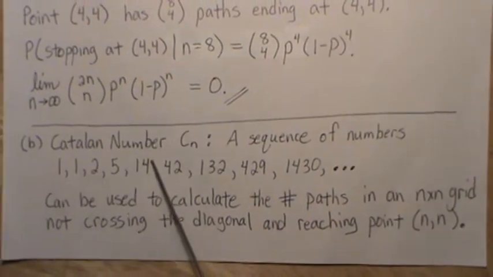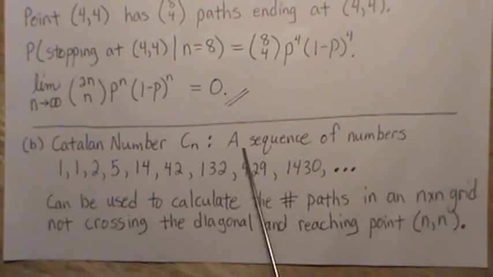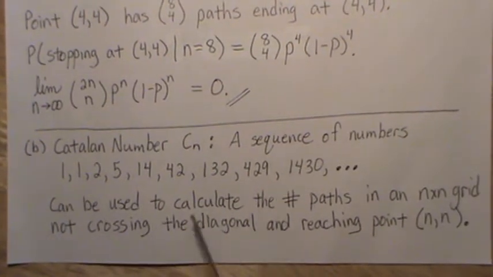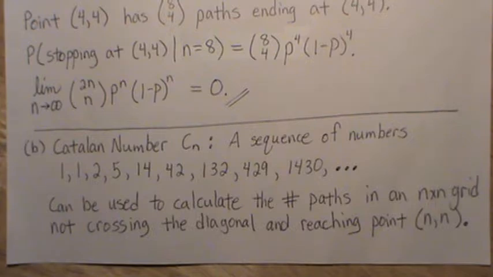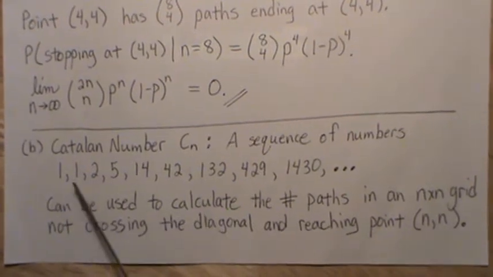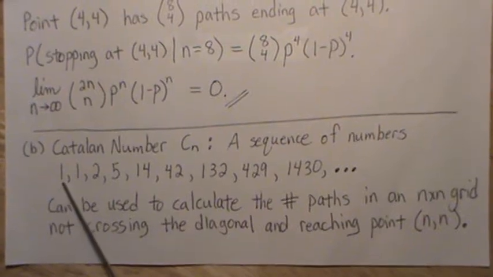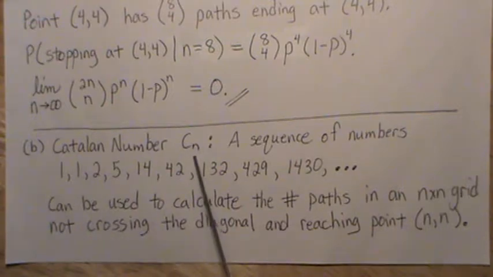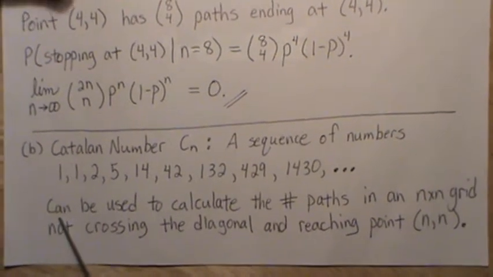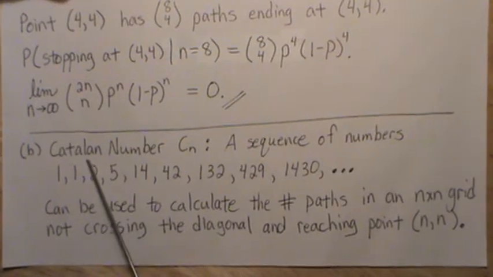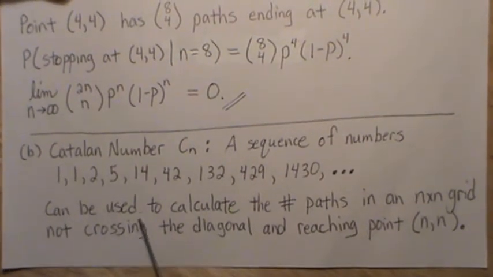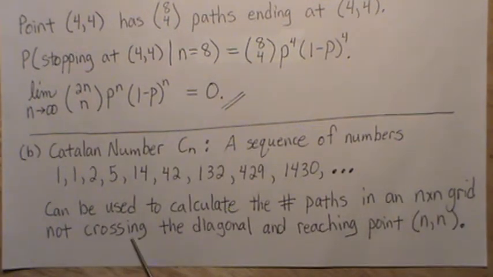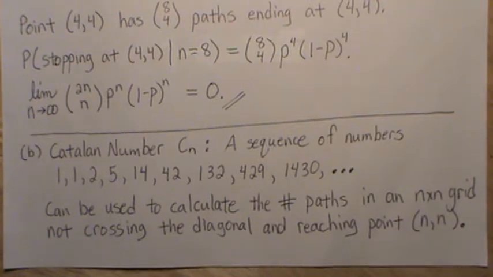And we look at the Catalan numbers, represented by Cn, and it's just a sequence of numbers: 1, 1, 2, 5, 14, 42, 132, and it has several different applications, which is kind of amazing. So this is C0, C1, C2, C3, C4, C5, using the Catalan notation. Now, one of the interesting things is that the Catalan number represents the number of paths in an n by n grid not crossing the diagonal, but reaching the point n, n.